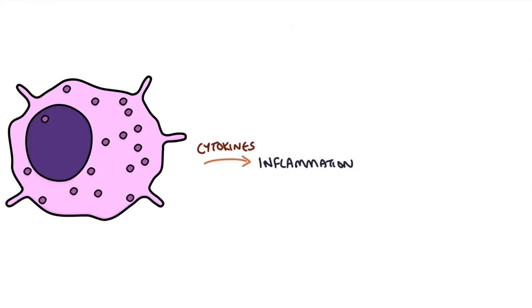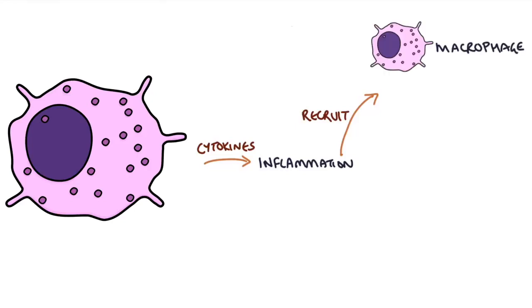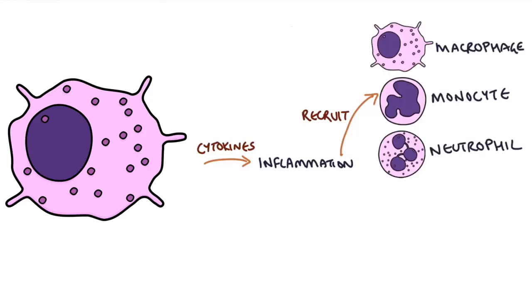One of the most important actions of these cytokines is to recruit and activate more cells of the immune system, such as macrophages, monocytes, and neutrophils. Monocytes are precursors to macrophages that float around in the blood. Once they enter tissues, they differentiate into macrophages and can then carry out all the processes that macrophages normally carry out. Neutrophils are another type of phagocyte that circulate in the blood and can enter the tissues and help by destroying invading pathogens.